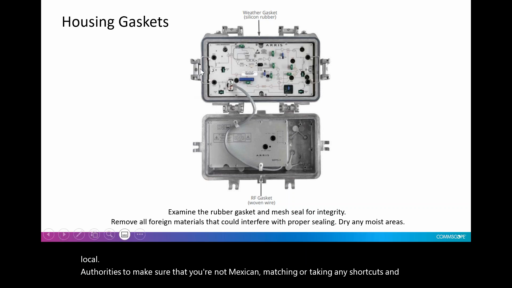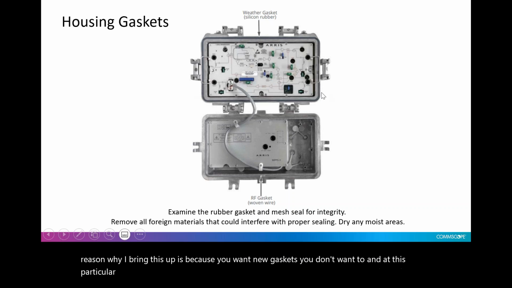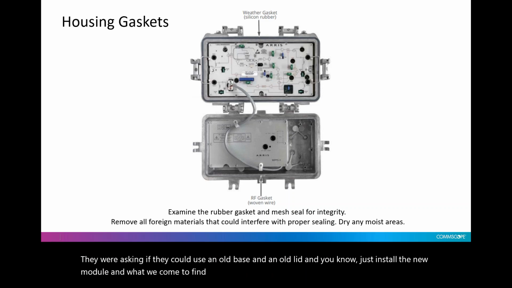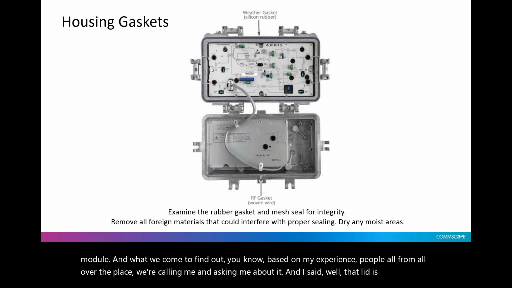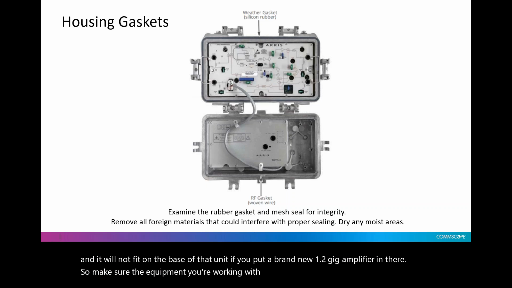And the reason why I bring this up is because you want new gaskets. In this particular case that was opened a couple days ago, they were asking if they could use an old base and an old lid and just install the new module. And what we came to find out, based on my experience, people all over the place were calling me and asking me about it. And I said, well, that lid is a lower profile and it will not fit on the base of that unit if you put a brand new 1.2 gig amplifier in there. So make sure the equipment you're working with is supposed to be used.